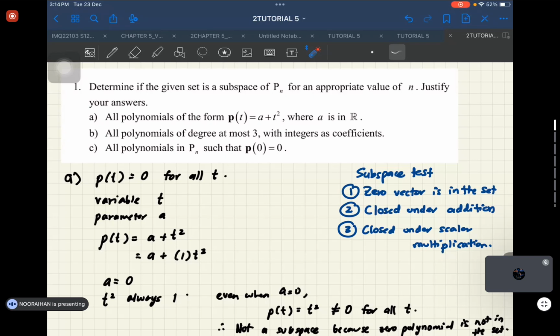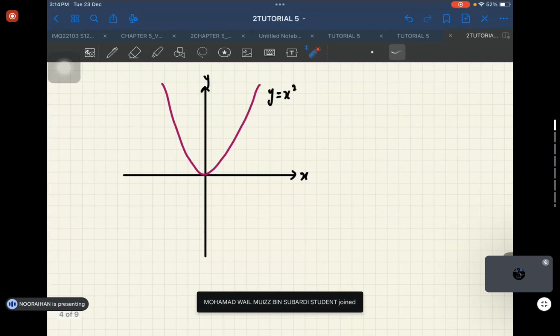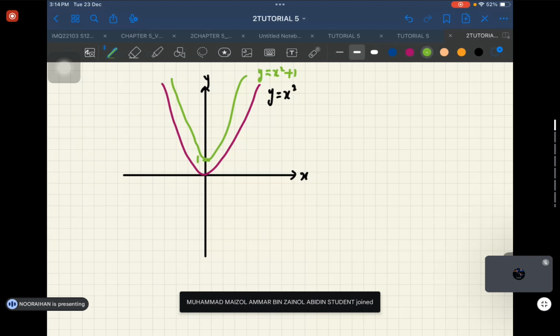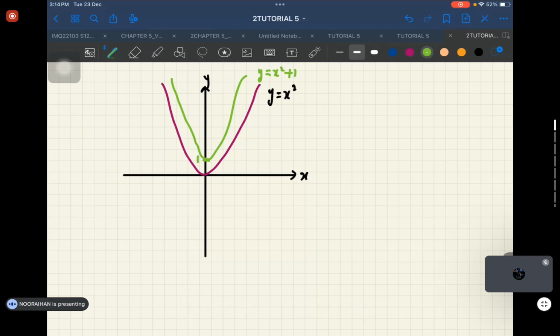So for example, let's say this is 1, this is y equal to x squared plus 1. This curve can move up and down, but none of these disappear into a 0 line. So you can conclude that for question 1A, this set is not a subspace because the 0 polynomial is not in the set.